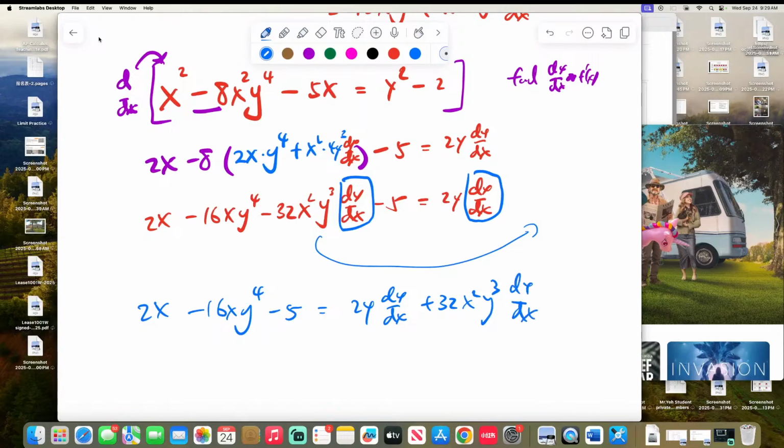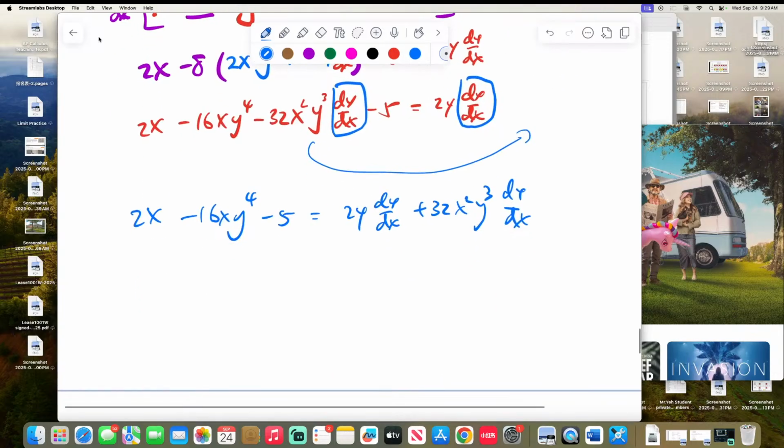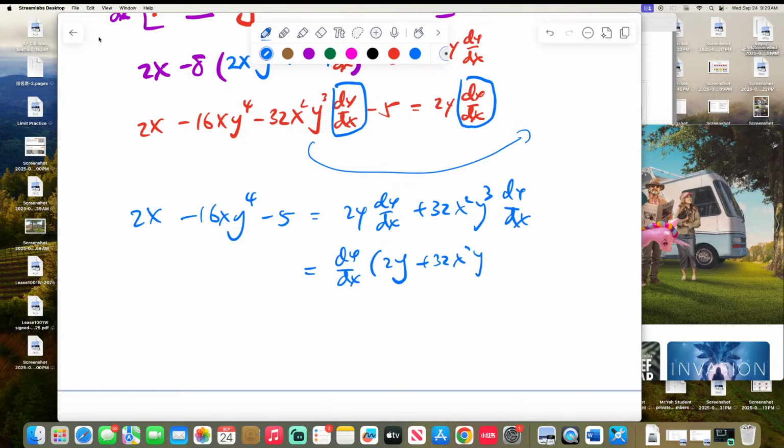Am I going too fast? I'll move the dy dx related term to the other side. What we can do is we can factor out. I'll divide it over.